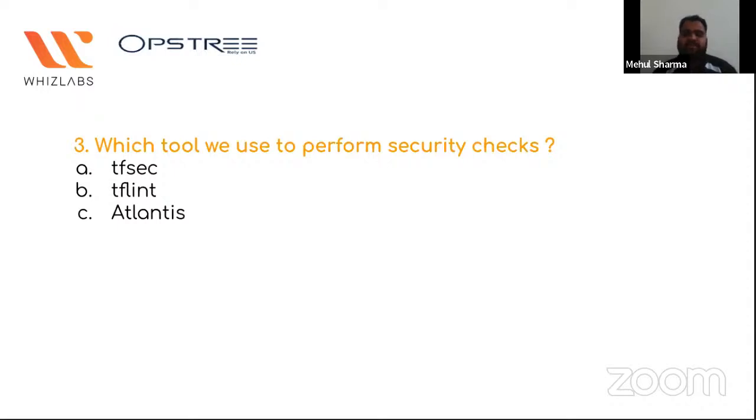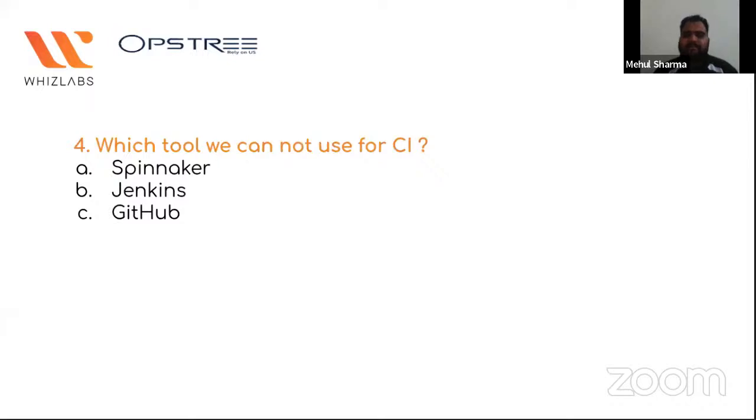So for this answer, this is a TF-sec. Next thing is, which tool can we not use for CI? So Jenkins, yes, we use. GitHub Actions, yes, GitHub we use for it, like we were taking the example. So the only option left is Spinnaker. Spinnaker is the tool that we use for CD only.